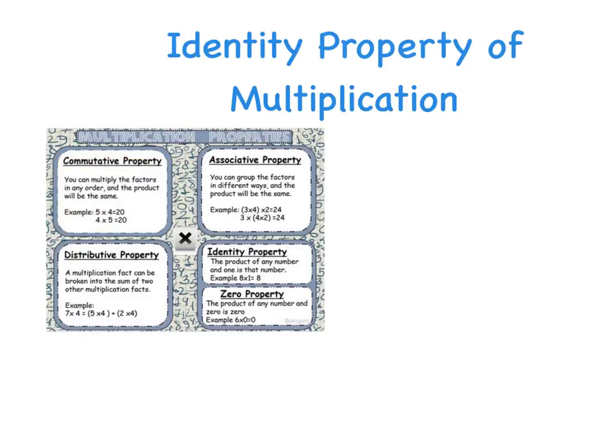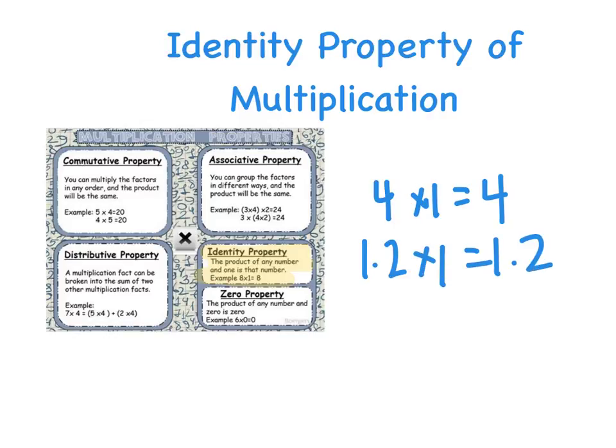The third one that we're going to talk about is the identity property. It says that the product of any number times 1 is that number. They give the example of 8 times 1 is 8. Any number in the world times 1 is itself. 4 times 1 is 4. 1.2 times 1 is 1.2. 1 million times 1 is a million, so on and so forth.